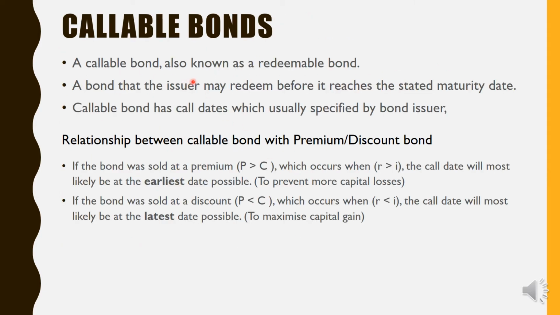Moving on, I'm going to talk about callable bonds. A callable bond, also known as a redeemable bond, is a bond that the issuer may redeem before it reaches the stated maturity date. A callable bond usually has a call date which is specified by the bond issuer. There is some relationship between callable bonds and premium or discount bonds. The first one, if the bond was sold at premium, the call date will most likely be the earliest date possible. The second case, if the bond was sold at a discount, the call date will most likely be at the latest date possible.